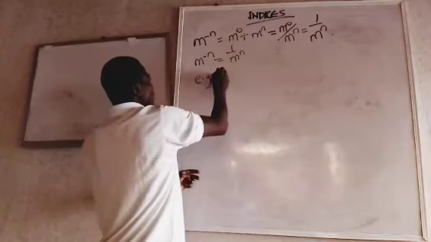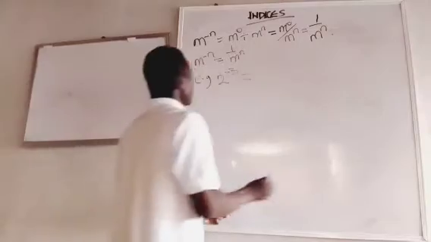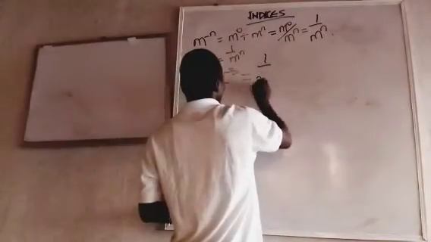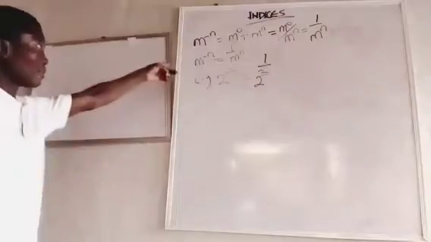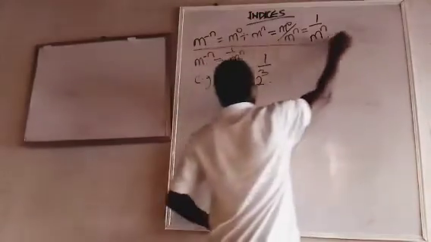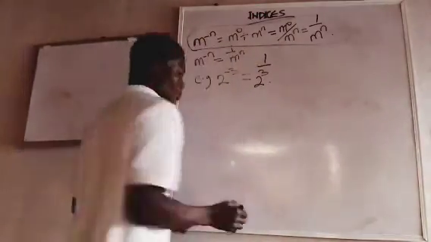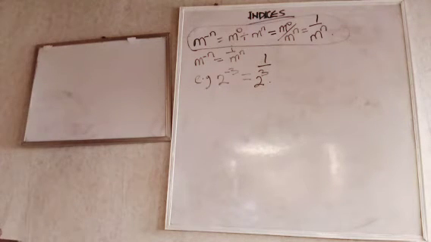If you have 2 raised to power minus 3, it's going to give you 1 over 2 raised to power 3. That's it. Any number, when you have this, this is the simplest way to explain it. There is nothing to cram in mathematics.